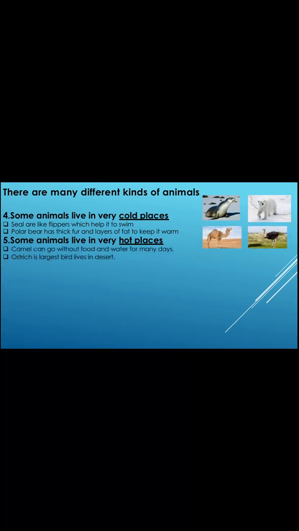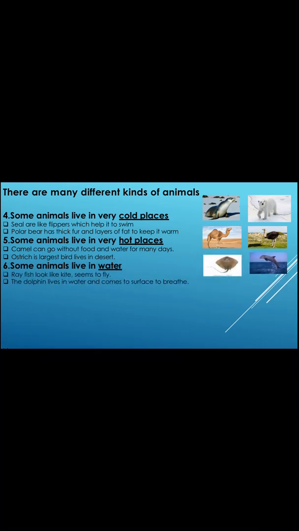Animals are of many sizes. There are different sizes of animals from smallest to biggest. Some animals are very small and tiny, like ant, ladybird. Some animals are big, like camel, elephant, hippopotamus. These are the big animals. There are many different kinds of animals. Some animals live in very cold places. Seal has flippers, which help it to swim. Polar bear has thick fur and a layer of fat to keep it warm. So they both are cold place animals.